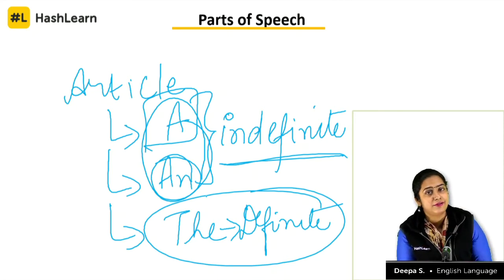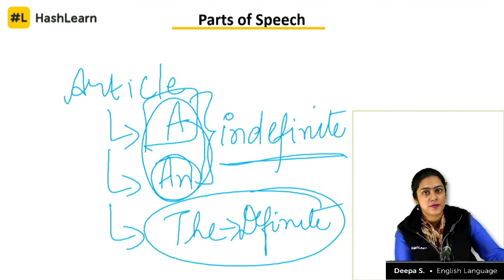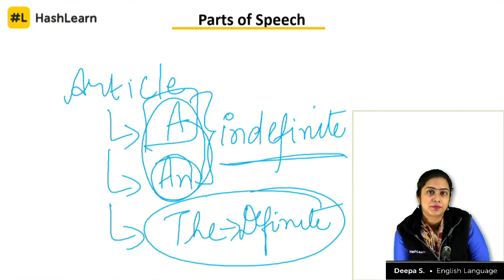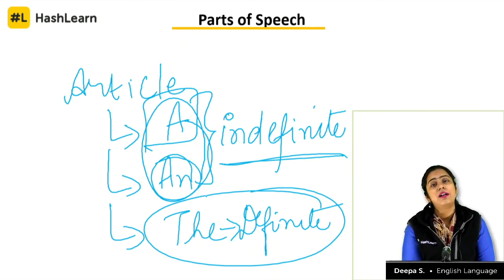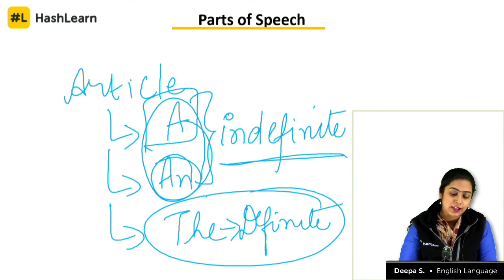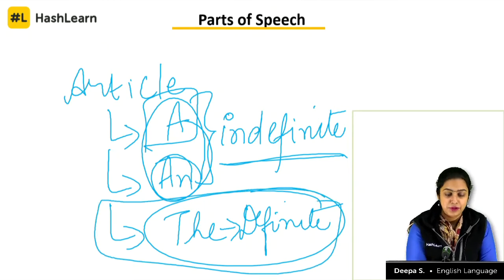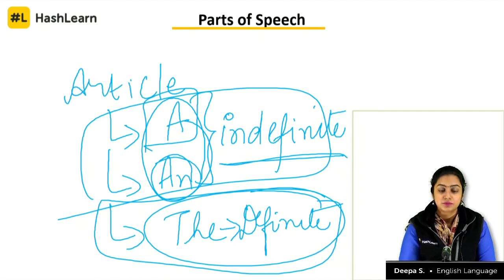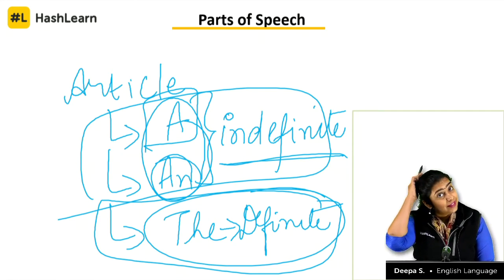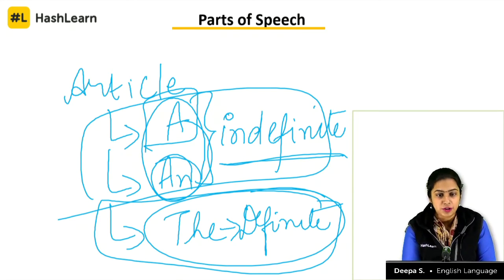When do I use the definite article? This is the house where I grew up. This is the city that is closest to my heart. In all these cases, it is very definite. When the noun is very well identified, I use the definite article. In other cases, I use a or an. So, these are the very basic parts of speech.